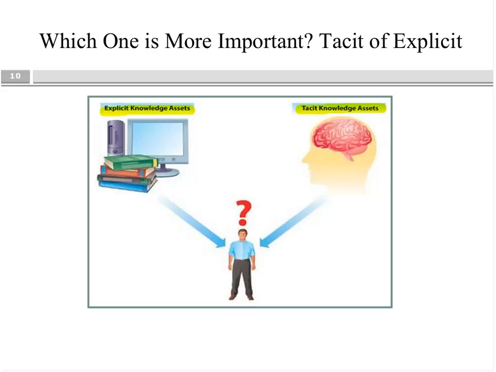If you say tacit knowledge, you should tell me why. Why is tacit knowledge more important? The why is here, the question. Why? What is in tacit knowledge? What is the quality of tacit knowledge that makes it important?